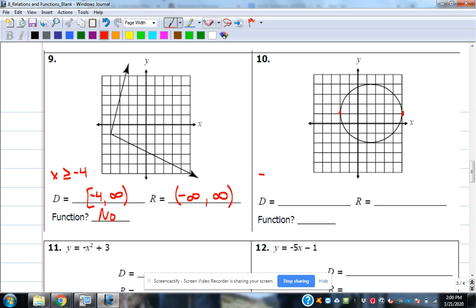All right, and we already discussed that it's not a function because it fails the vertical line test. All right, skip over here to number 10 and get that equation or that graph there. It came from an equation. It's a graph of a circle. Okay, fails vertical line test, so it's not a function. That's good. Good to know that.